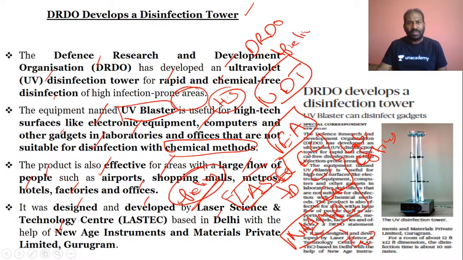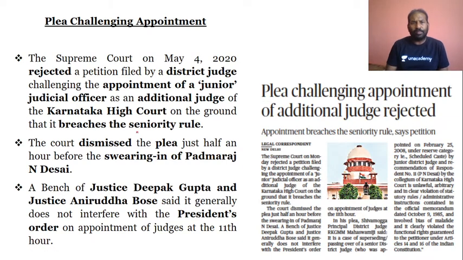And this is what I was talking about. DRDO develops a disinfection tower, which is called the ultraviolet disinfection tower, and also named the UV blaster. And there is a plea.